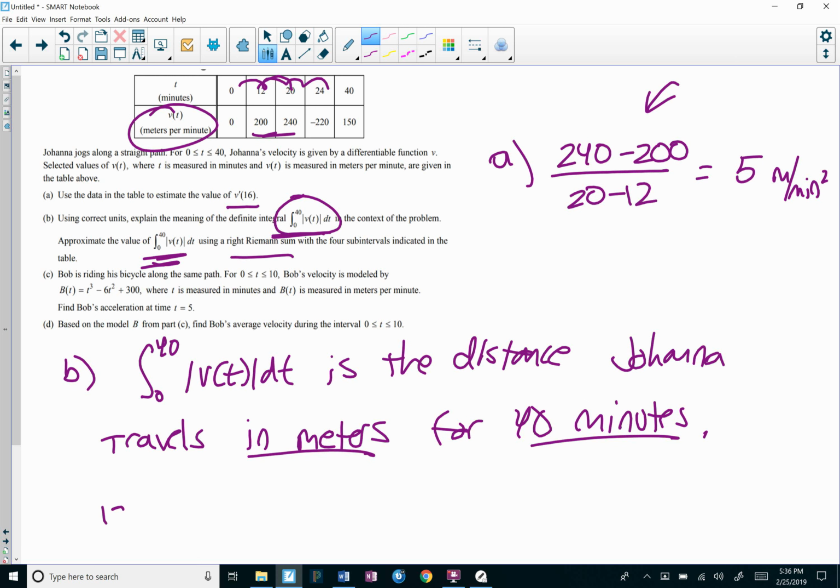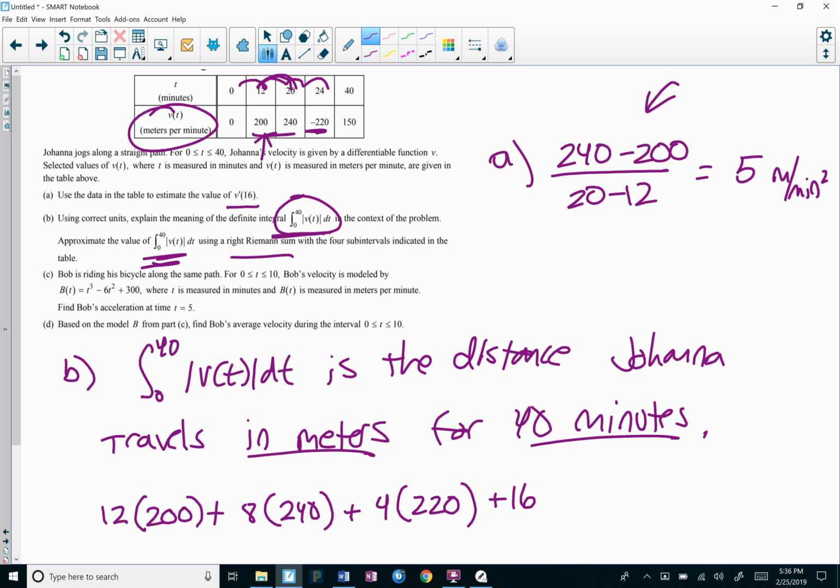So the first one is 12 wide. Its height will be on the right, which is the 200. The next one is 8 wide. Its height will be on the other one, 240 on the right. The next one is 4. And I get negative 220. This is where people mess up. Absolute value of that is 220. You have to actually take the positive one.